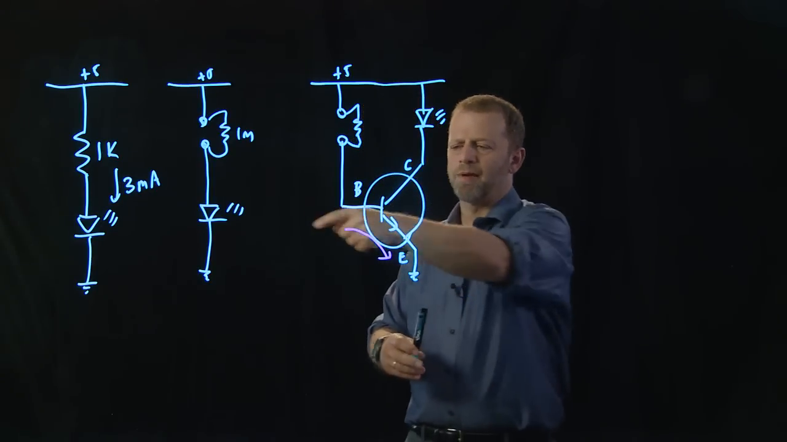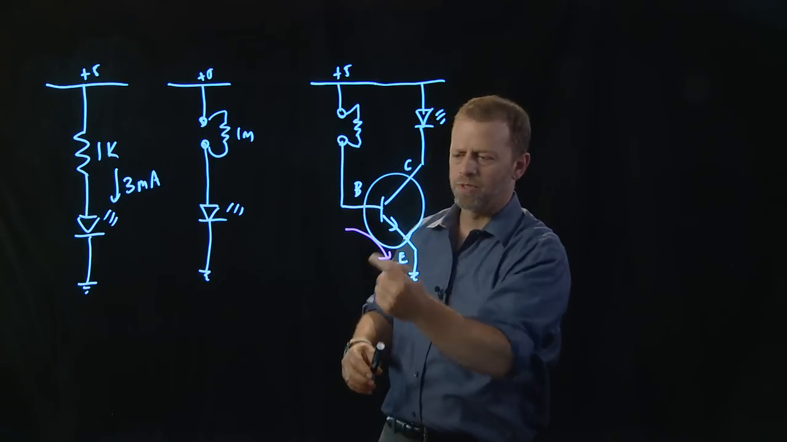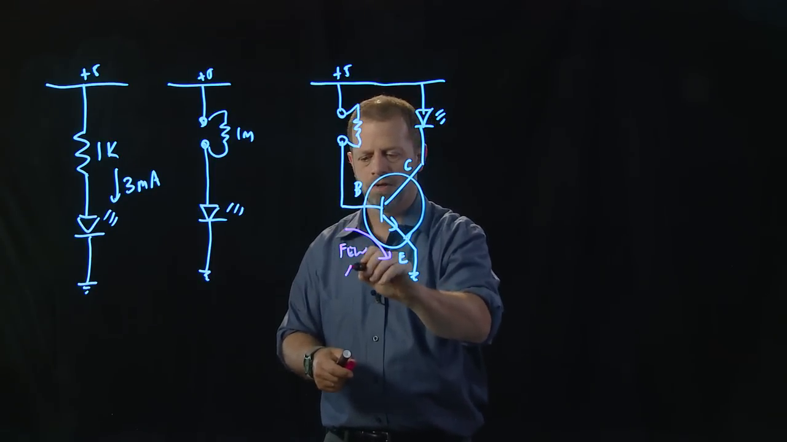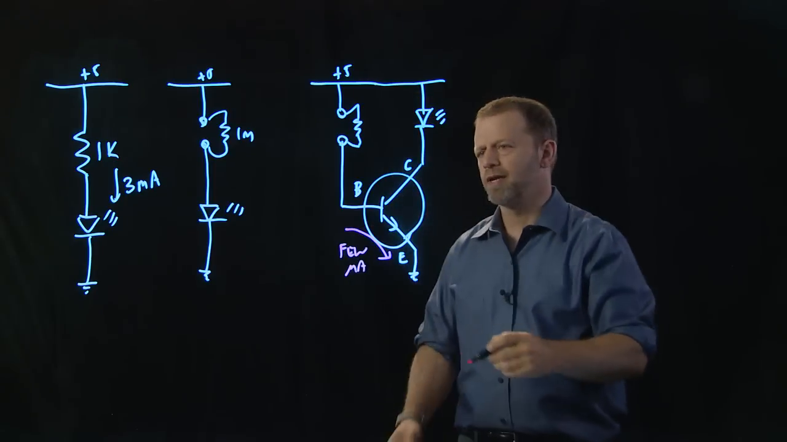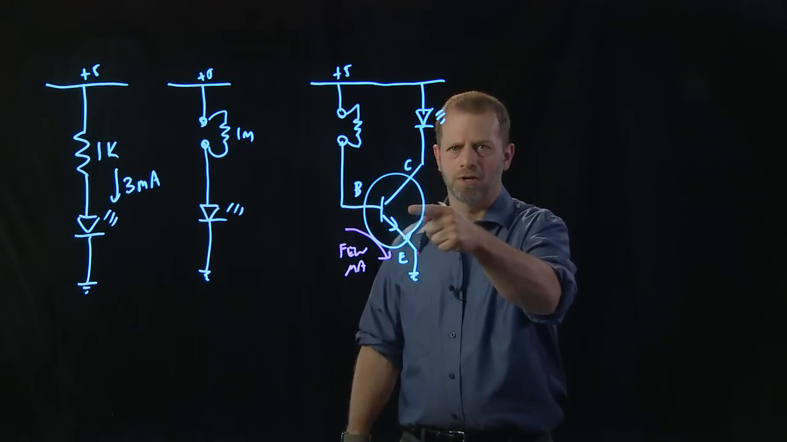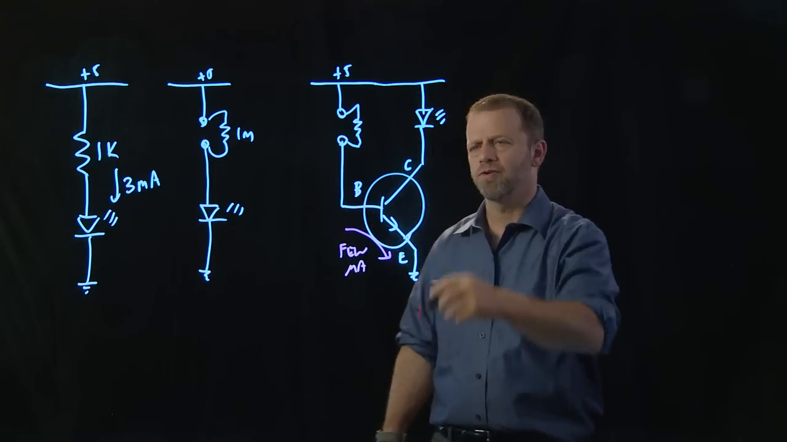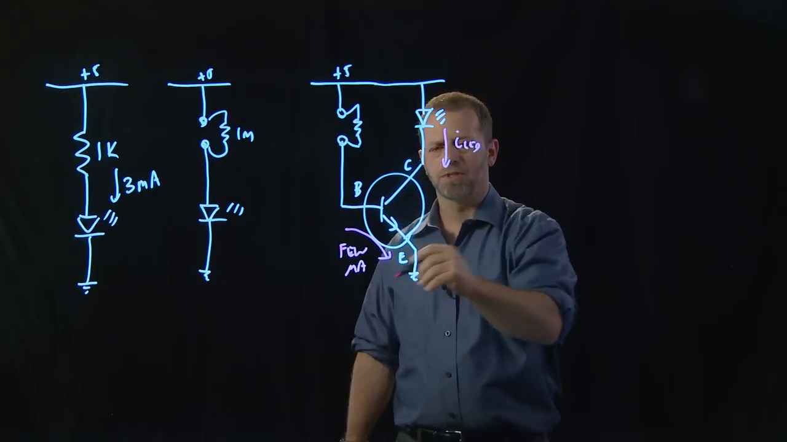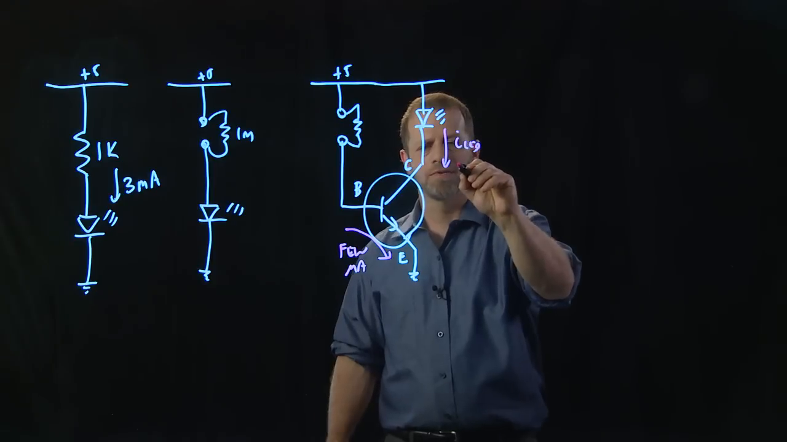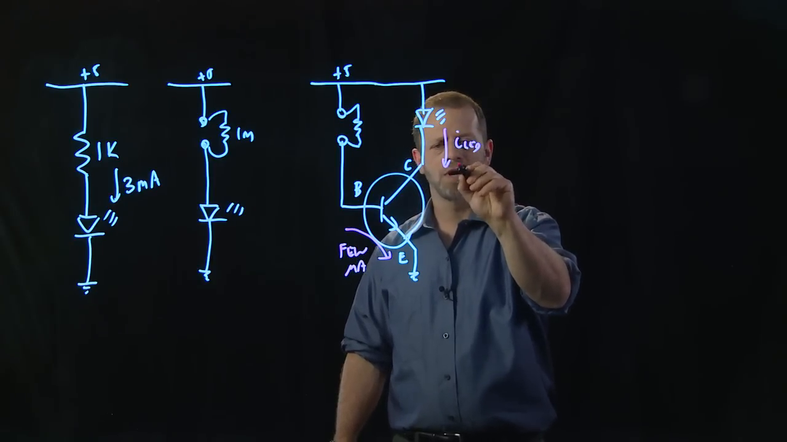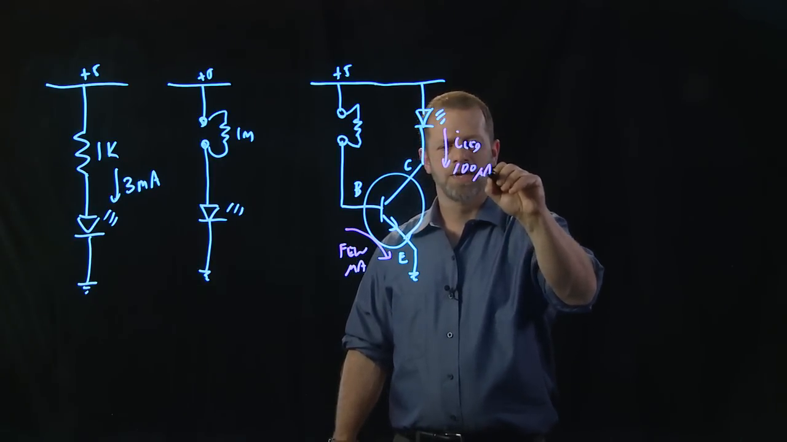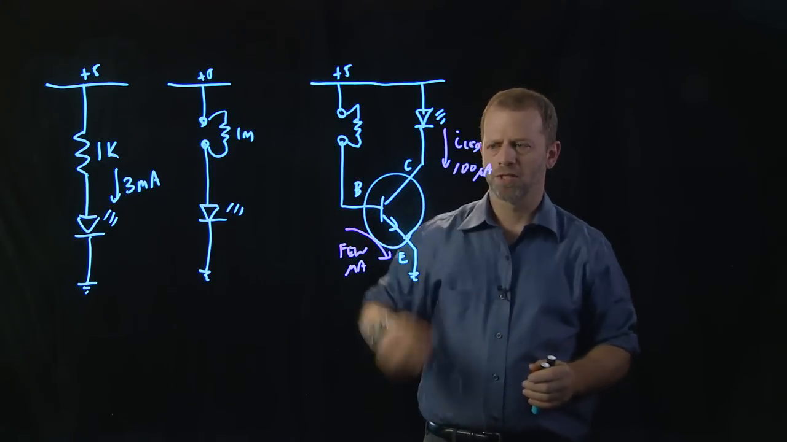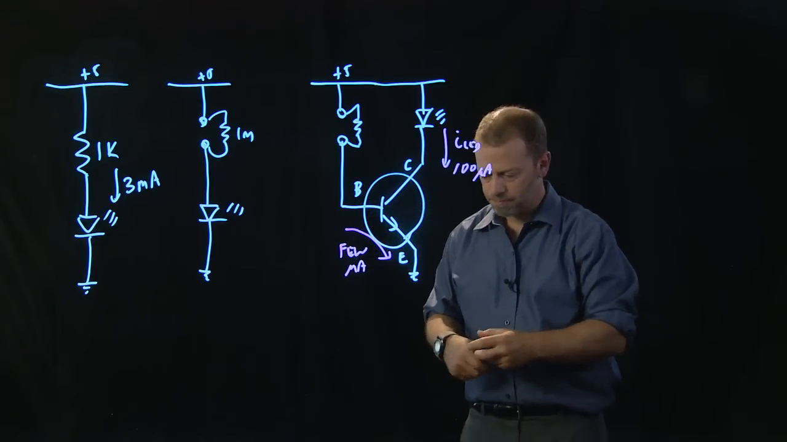Now, if a few microamps flows this way, that gets multiplied by the current gain of the transistor, something like 100, and the current that's going through the LED is going to be several times that. Instead of a few microamps, it's going to be several hundred microamps. And that'll make the LED glow nice and bright. That's something you can actually build. It'll work for you right away.